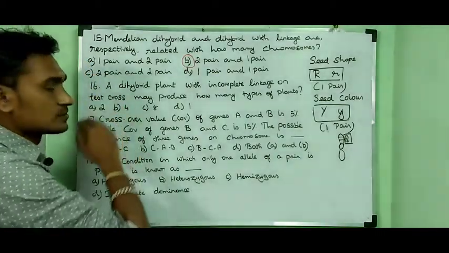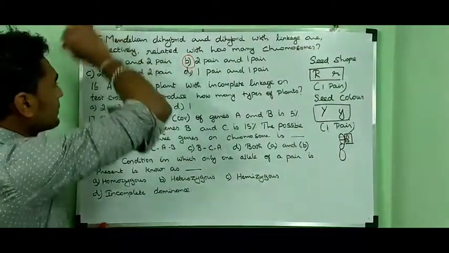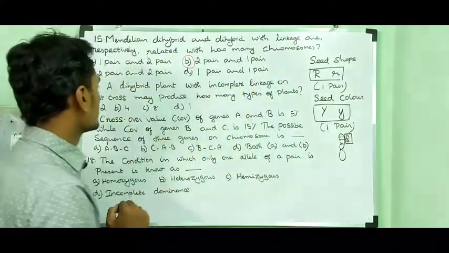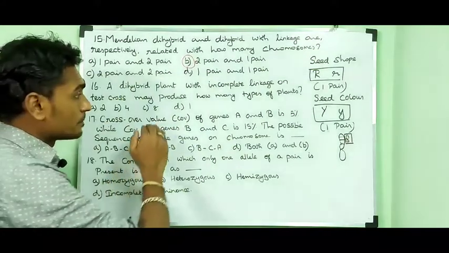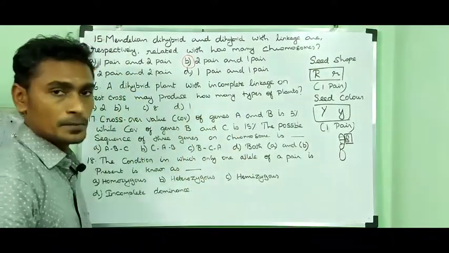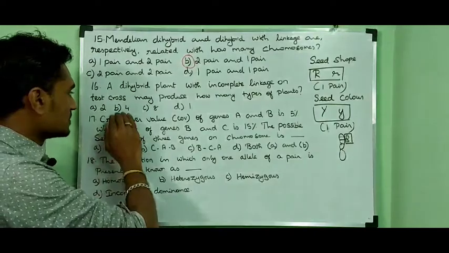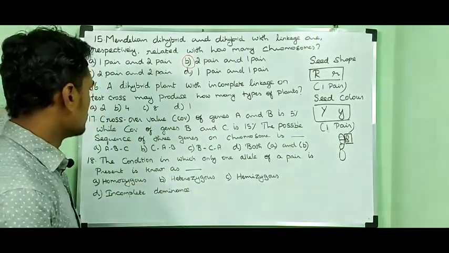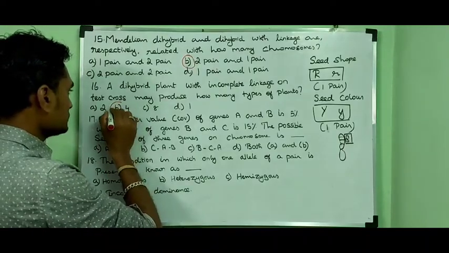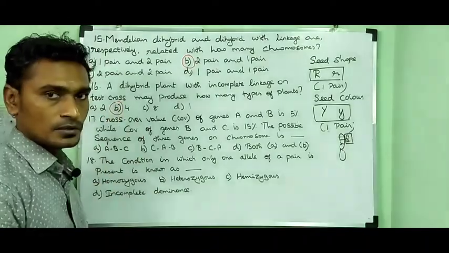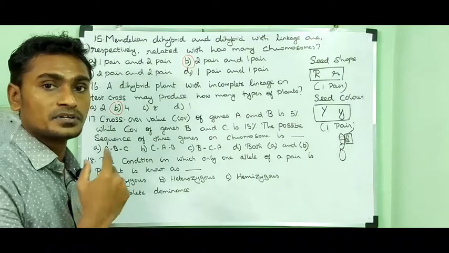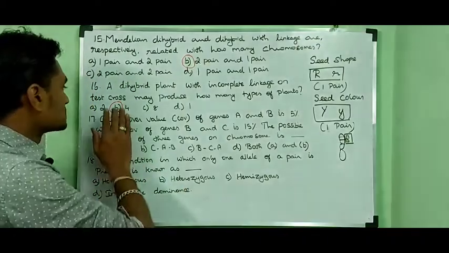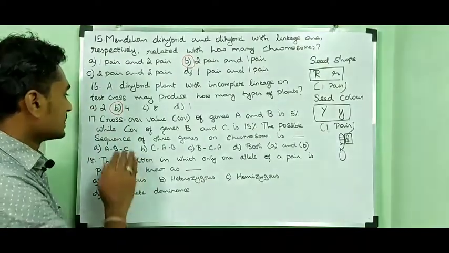The 16th question. A dihybrid plant with incomplete linkage on test cross may produce how many types of plants? Option A 2, option B 4, option C 8, option D 1. So option B is the right answer. It can produce 4 types of plants: 2 recombinant plants and 2 parental combination plants.